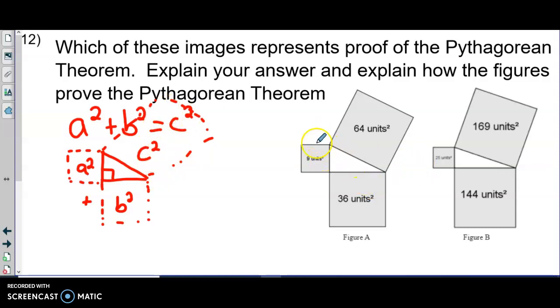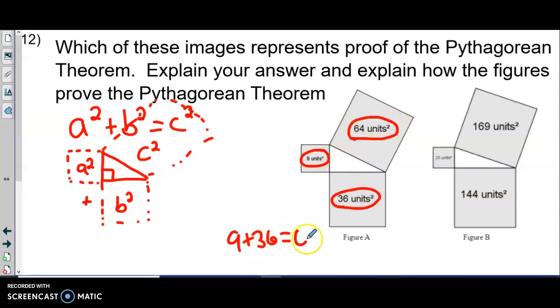So if we look over here, we know that the area of A, or A squared, is 9. Here the area of side B is 36. And the area of side C is 64. So if this is the Pythagorean theorem, then this has to work. So 9 plus 36, what is that, 45? 45 does not equal 64. So figure A does not help us prove the Pythagorean theorem.